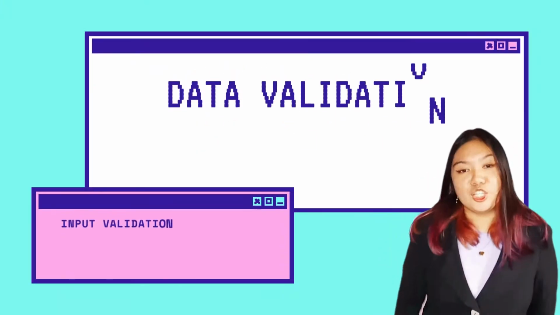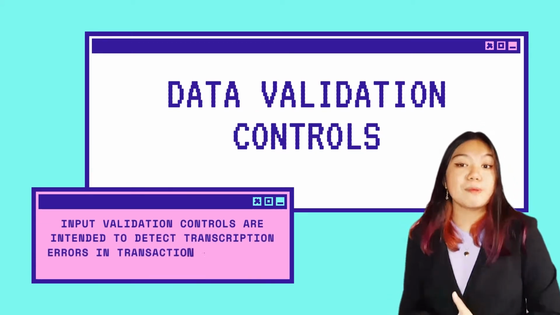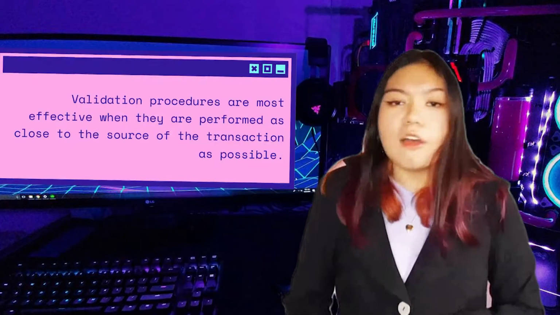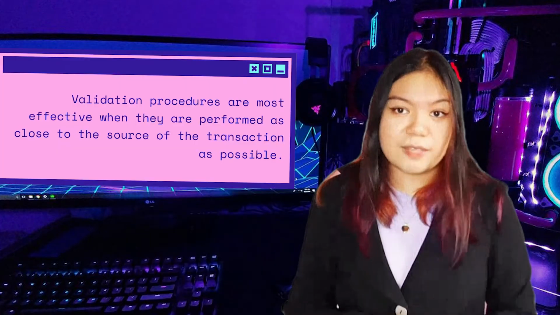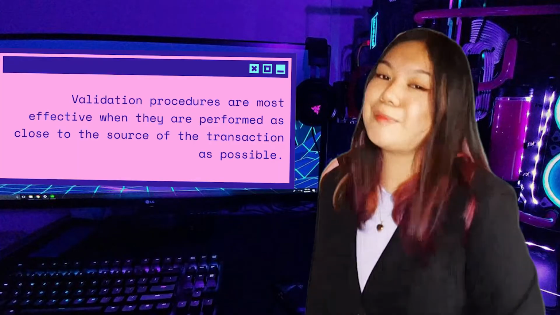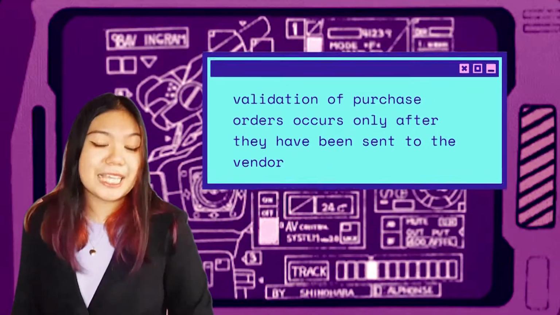Data validation controls. Input validation controls are intended to detect transcription errors in transaction data before they are processed. Since errors detected early are less likely to infiltrate the accounting records, validation procedures are most effective when they are performed as close to the source of the transaction as possible. In the batch purchases system, validation of purchase orders occurs only after they have been sent to the vendor.